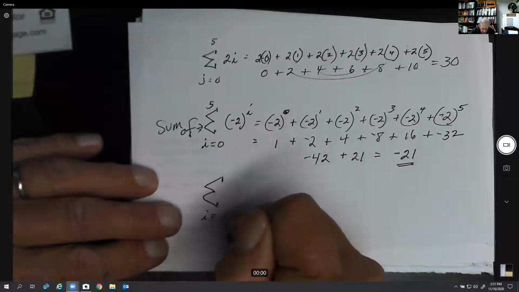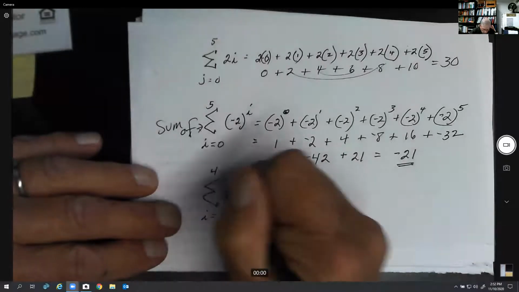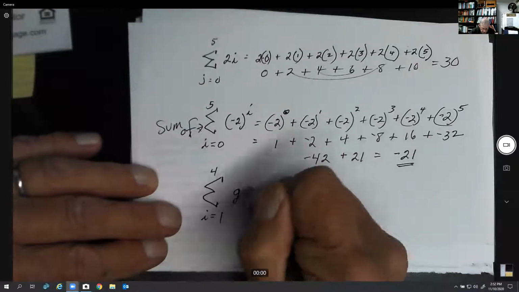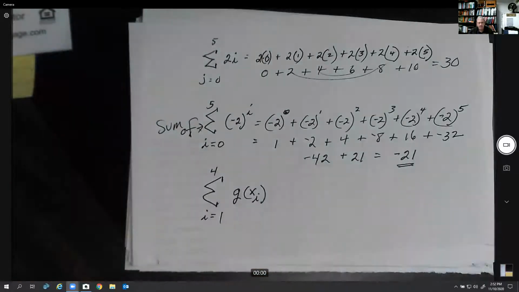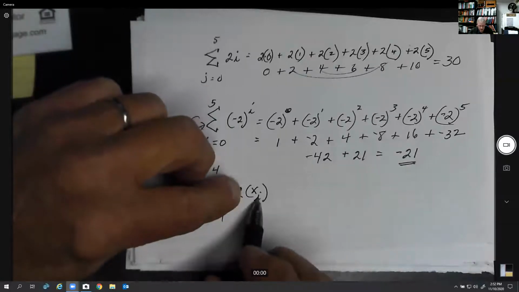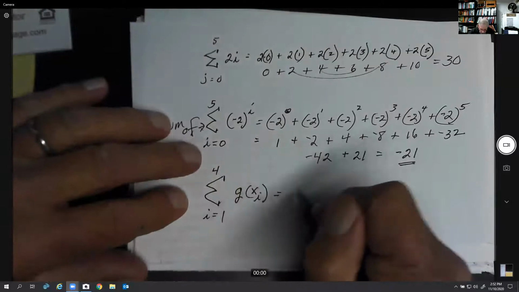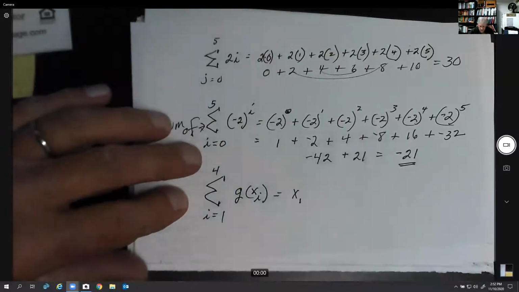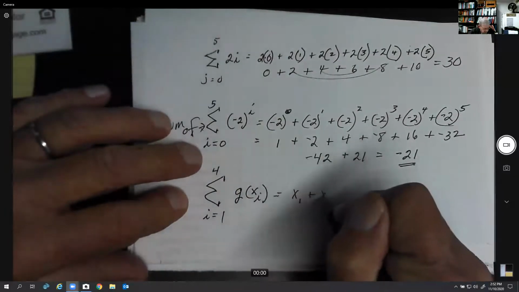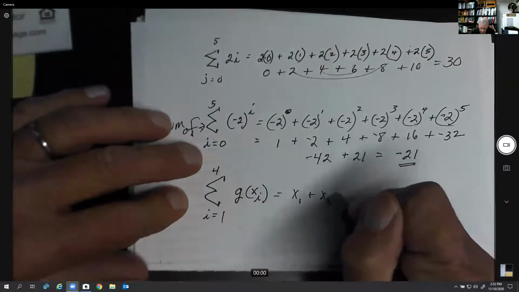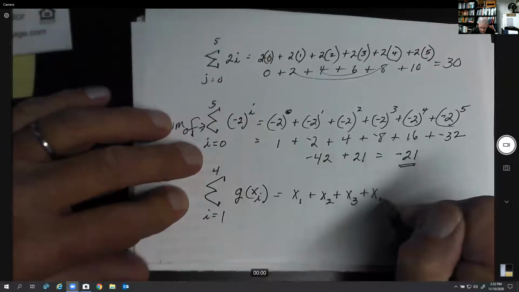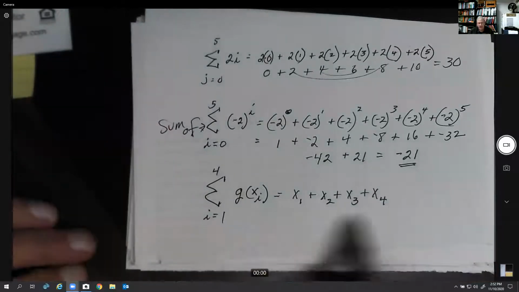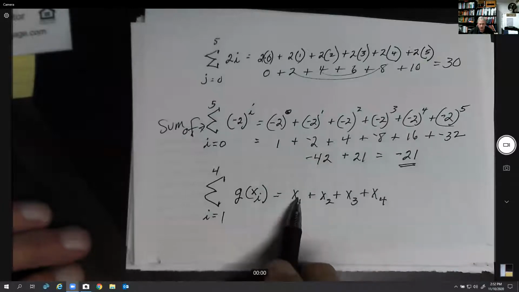We use i again. i begins at 1, it ends at 4. We've got a function of x sub i. So this is saying we got a function, and this is our problem here. And so this would be x sub 1, x sub 2, x sub 3, x sub 4. And we can't really do anything to that. We can't add them because we don't know the values.